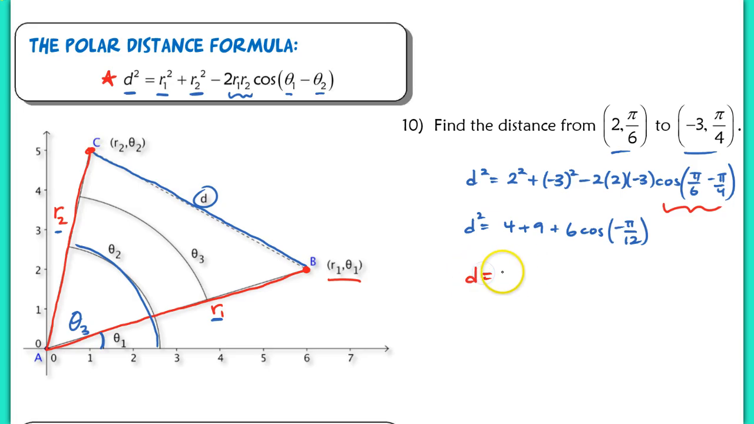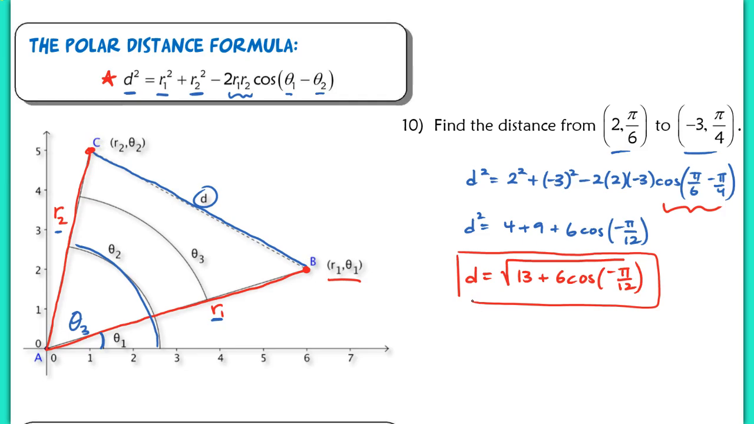So if we wanted to give my exact answer, it would be the square root of 13 plus 6 times the cosine of negative pi over 12. You could drop that negative sign also, because cosine of negative pi over 12 is the same as the cosine of pi over 12. But anyhow, that is your exact answer. So if you wanted to find the approximate, you would obviously just type that into your calculator.